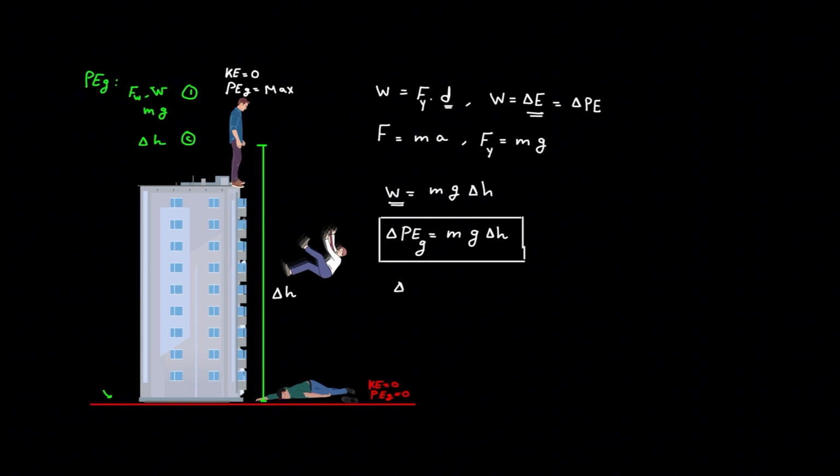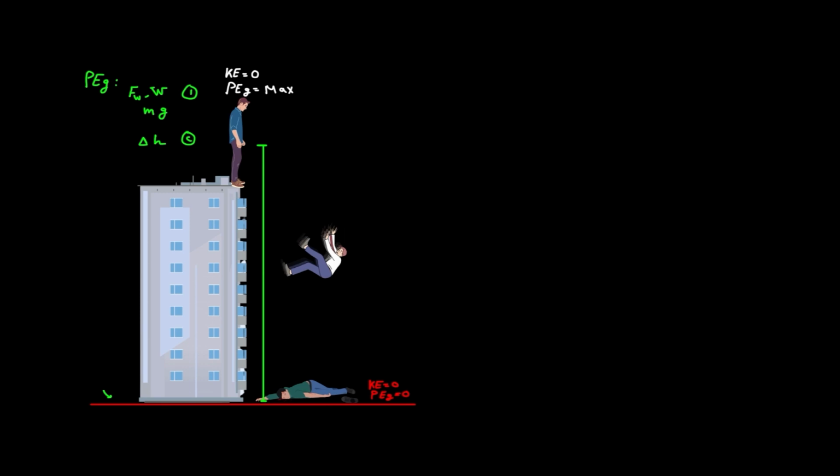So, save this law. Now I can play with this law also. Since mg is the weight force, I can multiply by delta h. Some may ask why we put delta h. To take into account the position of the object relative to the reference level.